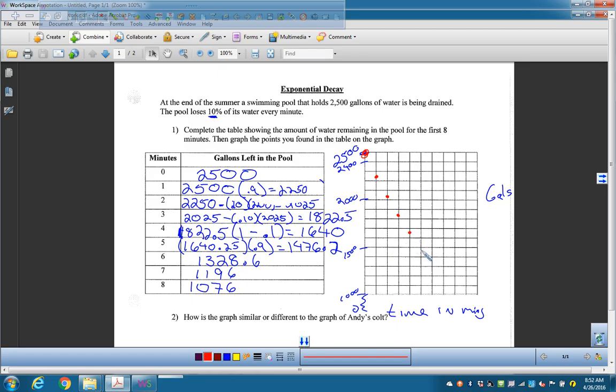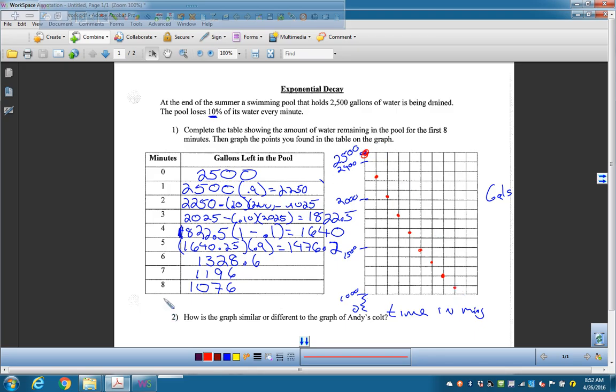1,476 would be closer to the 1,500, I think. 1,328 would be, let's see, that's 13. Where's 1,328? I could be messed up on this one. I don't know. 1,196 would be kind of right about there. And then 1,076, about here.